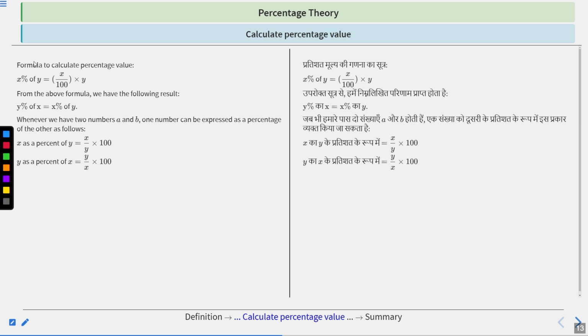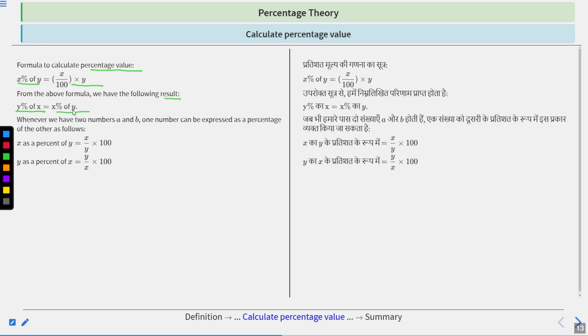Now we will see some formulas. Formula to calculate percentage value. X% of Y. How can we write it? We can write it as X upon 100 multiplied by Y. From the above formula, we have to follow the result. Y% of X equals X% of Y.